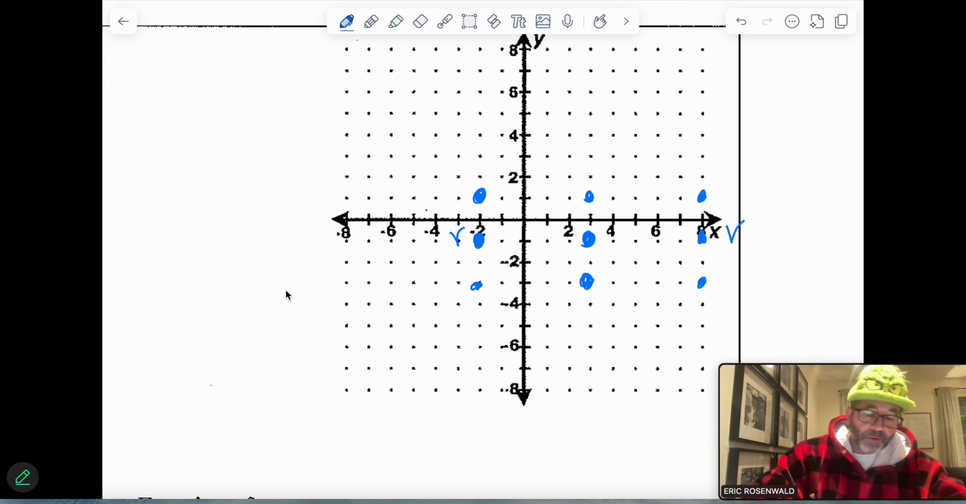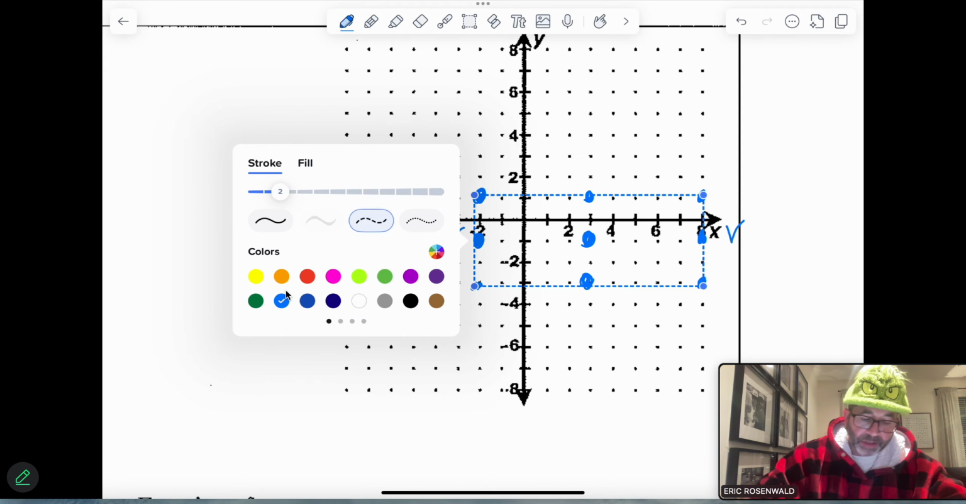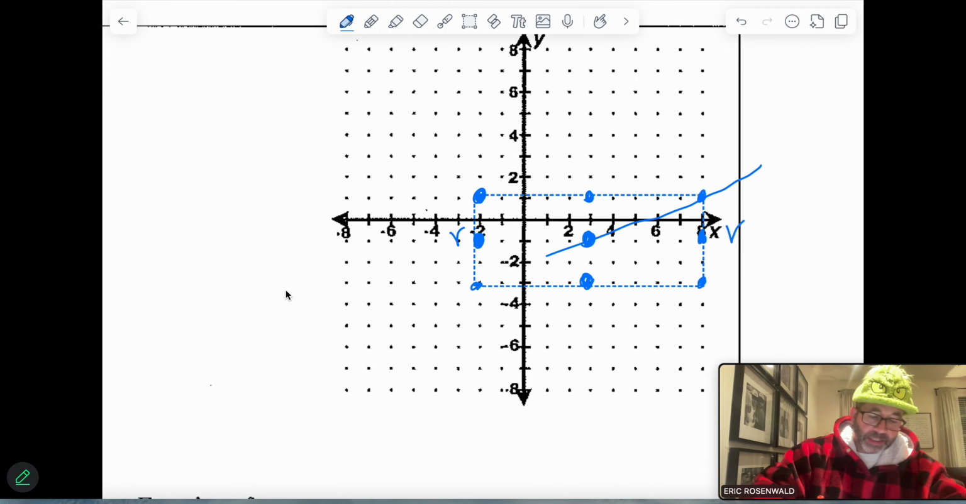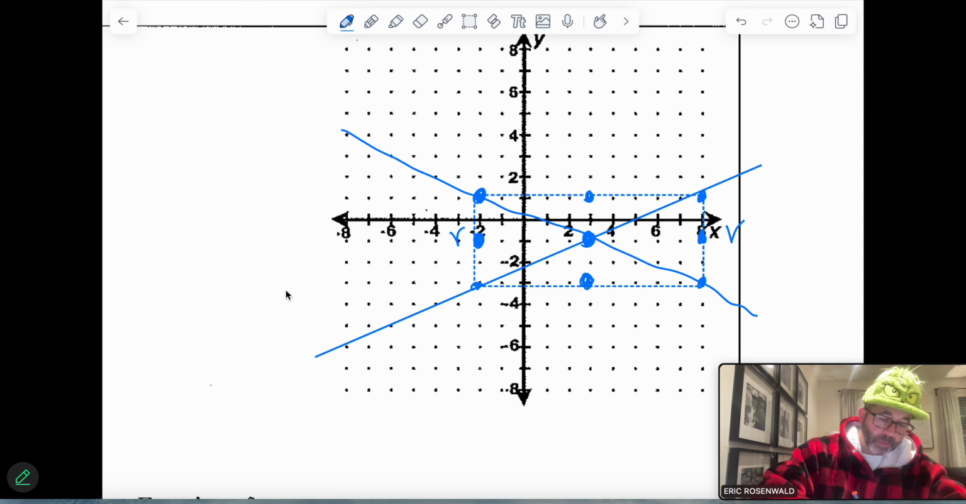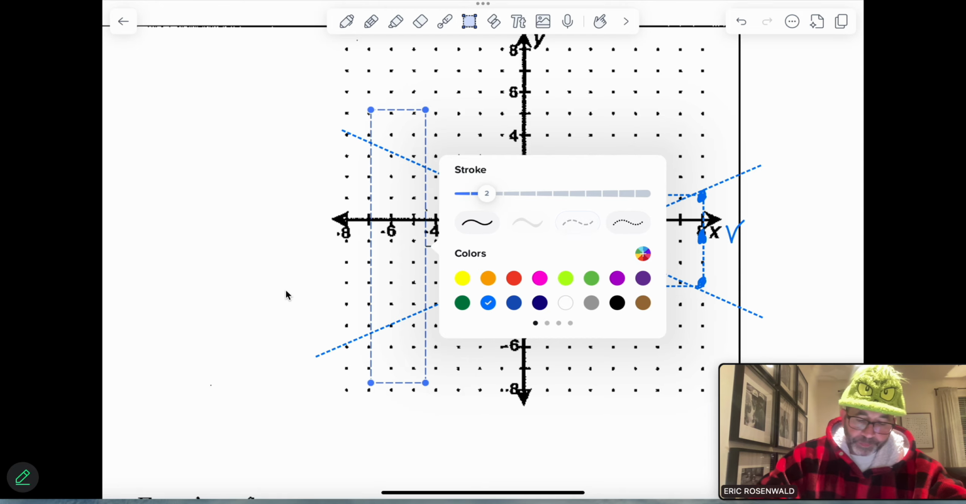Okay? From here, we're going to go ahead and generate a box itself that, in this case, I'm going to make a dotted line so that we can see that it's not really there. It's just like an asymptote for our graph to follow. We're going to go ahead and make diagonal lines that go through the corners of this. Those are going to be our asymptotes that my graph is going to follow. Okay. I'm going to highlight both of those, and we'll make those dotted as well.